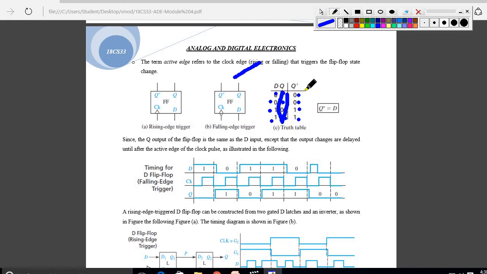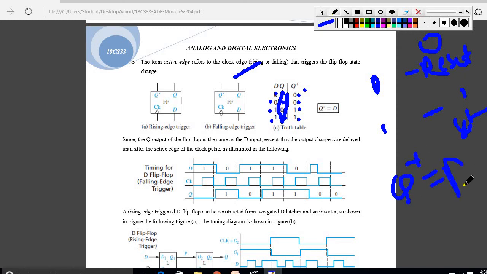It is only 0 means 0, reset. 0 means reset. And if it is 1, it is 1 only, set. In that condition you have to apply the table. So Q plus is D. What it means is that your present value will depend on the D input only.